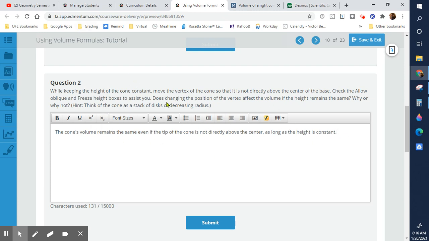And this is saying think of a stack of discs, and I feel they're introducing this a little early, or actually no, we talked about this when we did volume. This is because of Cavalieri's principle.